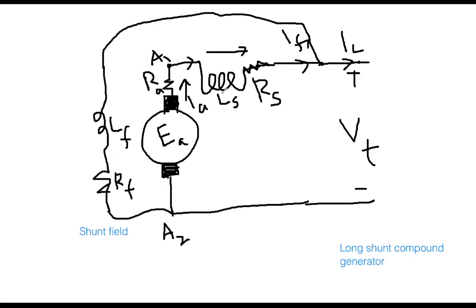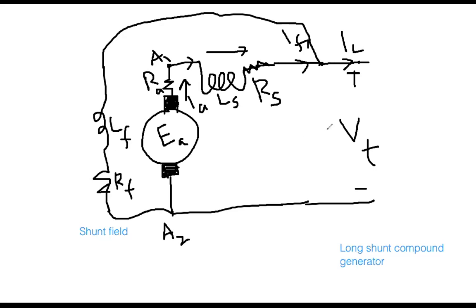Even though you have the inductor in the circuit, because this is DC, you know that the inductor will be short. So LS has no effect. Same thing, LF does not have any effect. It will be shorted because this is DC. So the main thing is the RF. Therefore, even though you see the LS, please show the RS. So this RA is the armature resistance, this RS is the series resistance, and this RF is the field resistance.